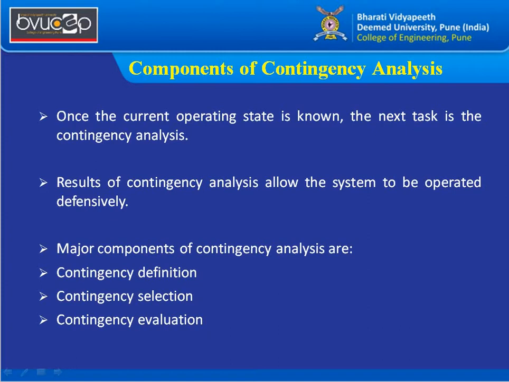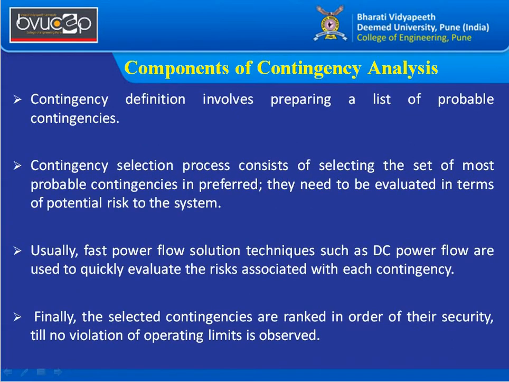So the main components are contingency definition, contingency selection, and contingency evaluation. So let us see one by one. So contingency definition is nothing but preparing a list of probable contingencies with the help of the historic data or the backup data which we have. So we are going to prepare the list of which problems occur most, which generator has outages most of the time.